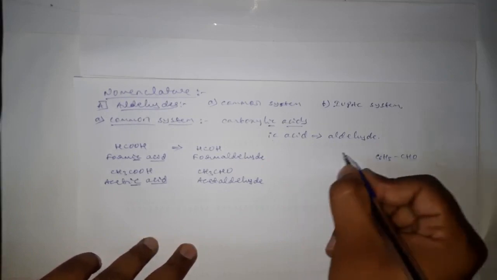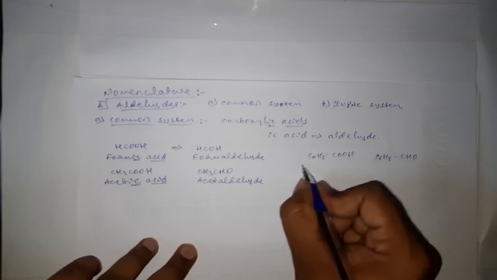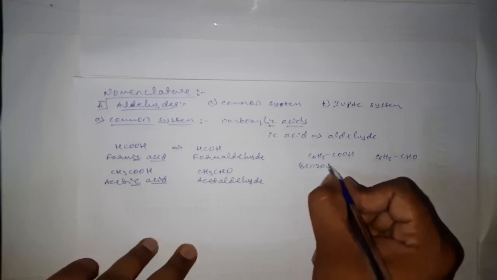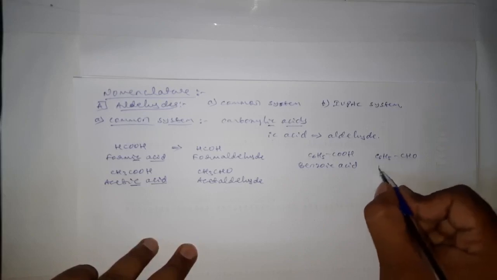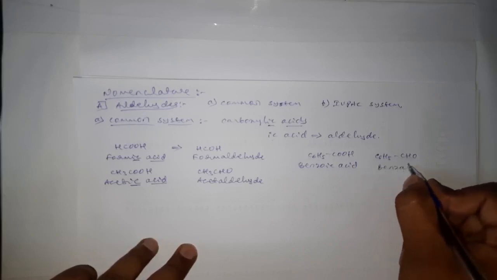We can write C6H5CHO, and it is derived from C6H5COOH, that is benzoic acid, and therefore its common name is benzaldehyde.